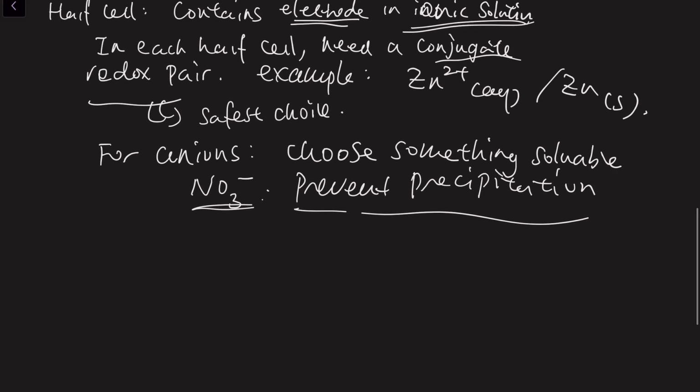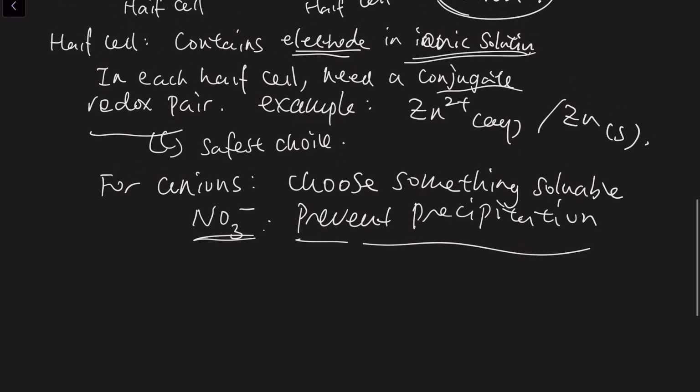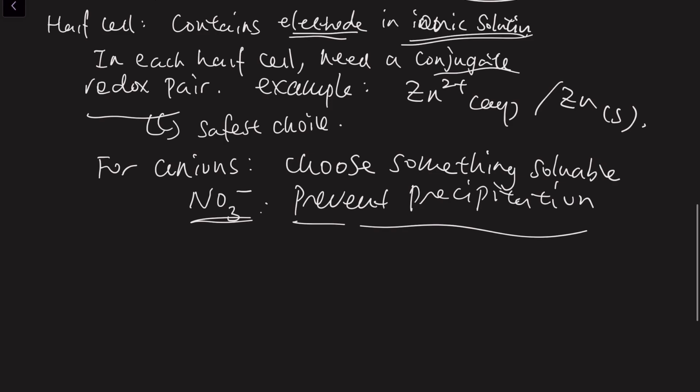If you choose something very fancy, maybe it would actually form a precipitate with some metal cations. And if that's the case, your whole galvanic cell would not work. So your answer would be incorrect. And you will lose a mark as a result.